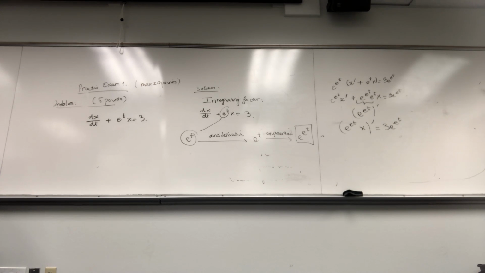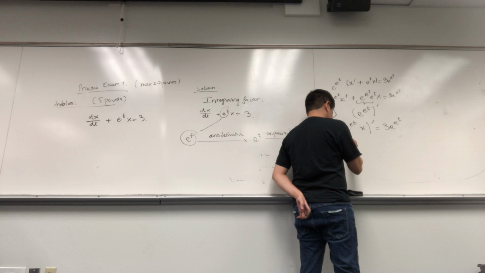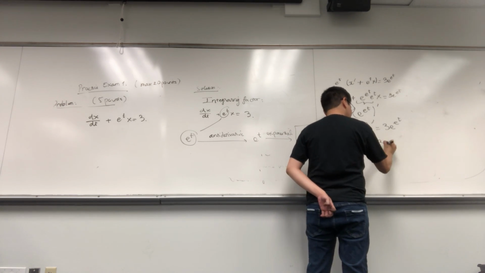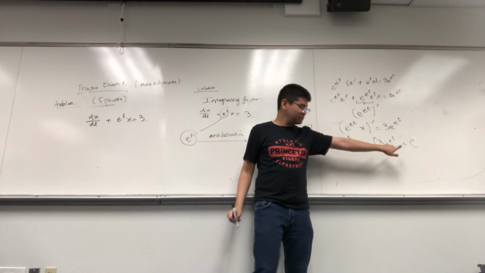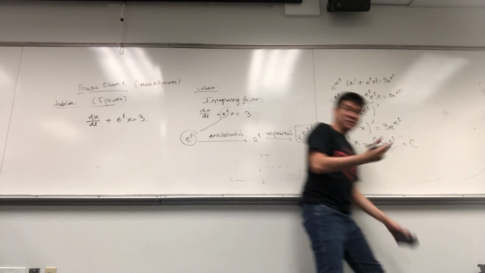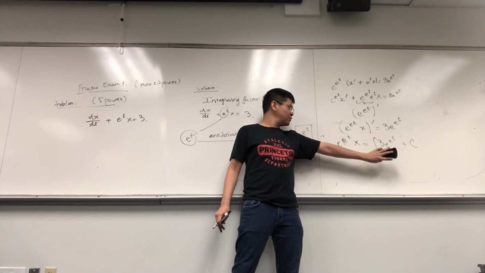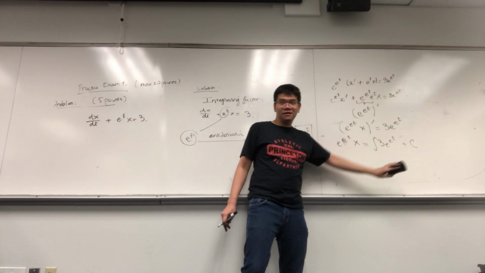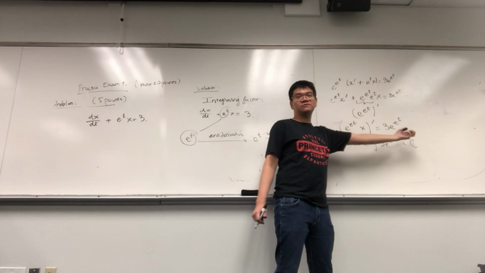Now, what is the next step? Yes? Integrate both sides. Yes. Now you're going to integrate both sides. E to the e to the t times x is equal to the integral of 3e to the e to the t plus c. Right, so this is the antiderivative. I don't put the two limits because this is just the antiderivative. And we don't have an explicit formula for the antiderivative of this, so you can just leave it there. To find x, you just multiply this back to the other side.